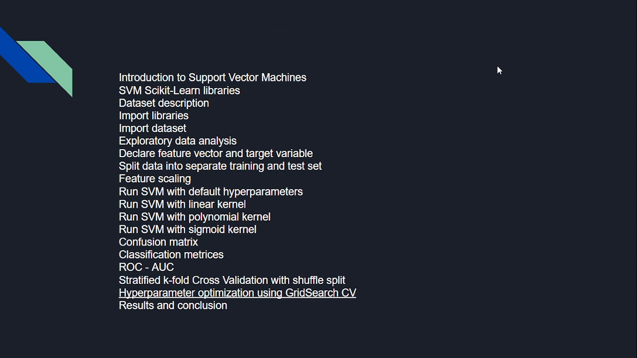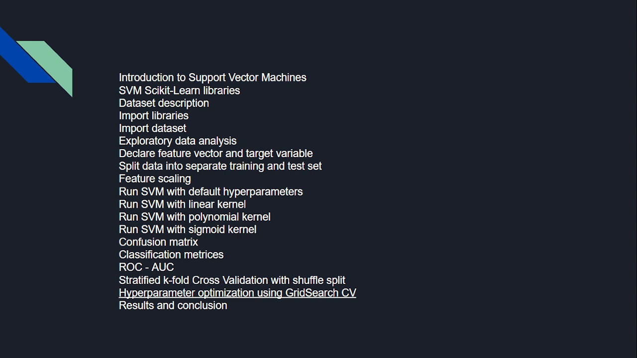this presentation. Here we are going for an introduction to support vector machines and the scikit-learn libraries, the different dataset descriptions, and we import the libraries, import the datasets. We go for the exploratory data analysis, then declare the feature vectors and target variables. We split the data into separated training and test data. Then we go for the feature scaling. We run the SVM with the default hyperparameters, run SVM with the linear kernel. We can also run SVM with the polynomial kernel or with the sigmoid kernel.